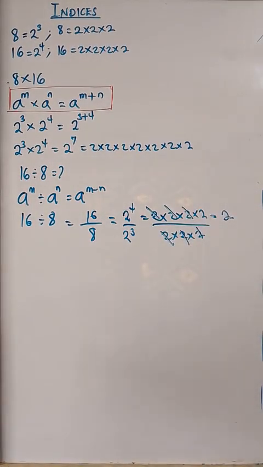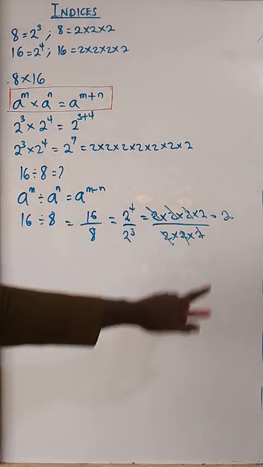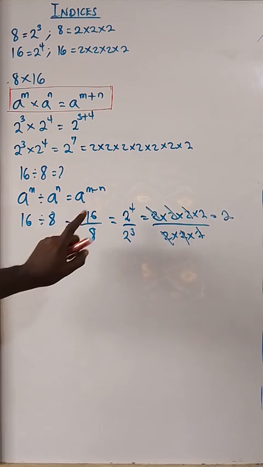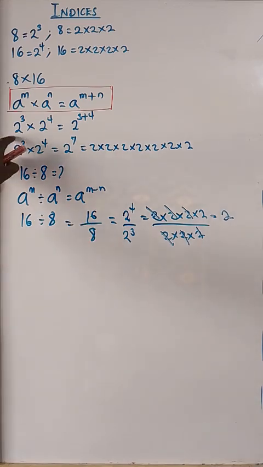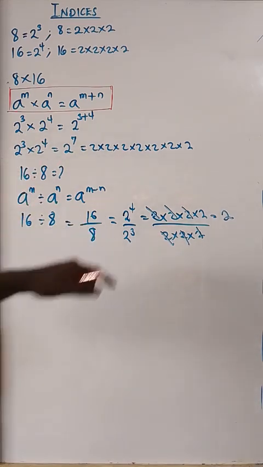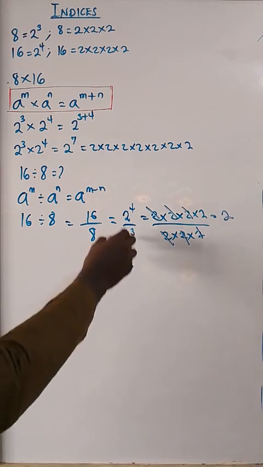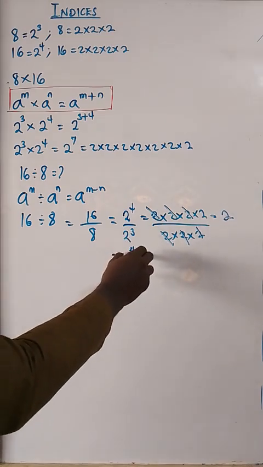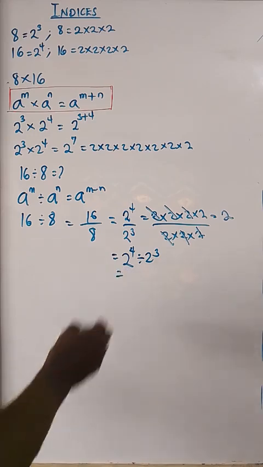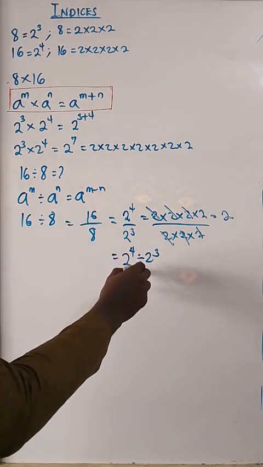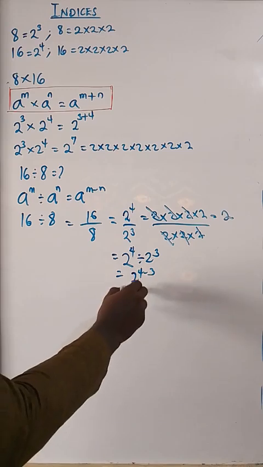So according to this law, instead of doing all these steps, we just subtract the powers, as long as they have the same base, 2 and 2. In this case, we subtract. So 2 raised to power 4 divided by 2 raised to power 3. Following this rule, we only subtract the power: 4 minus 3.